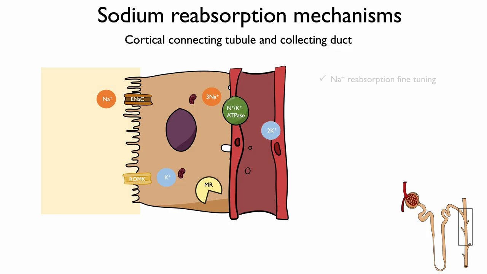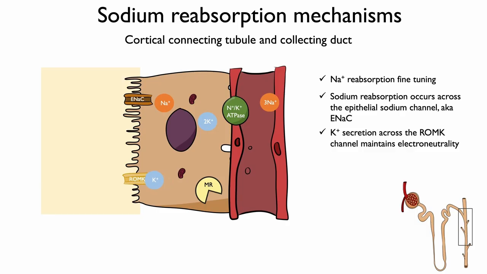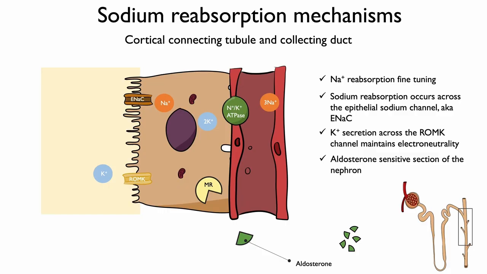Additional fine-tuning occurs in the cortical connecting tubule and collecting duct. Again, the sodium-potassium ATPase is present at the basolateral membrane, maintaining high intracellular potassium concentrations and low intracellular sodium concentrations, which enables the electrochemical gradient. The epithelial sodium channel, also known as ENaC, is located at the apical membrane. Reabsorption of sodium enables the secretion of potassium through the ROMK channel, thereby maintaining electroneutrality. The collecting duct is the aldosterone-sensitive section of the nephron.